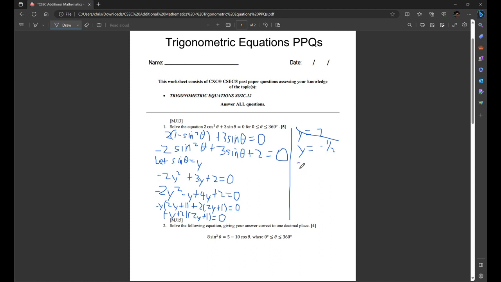So now we're just going to rewrite y as sine theta, as we had originally substituted. That means sine theta is equal to negative 1/2. Right, and now we're just going to solve for theta. You solve for theta by saying theta is simply sine inverse of negative 1/2.